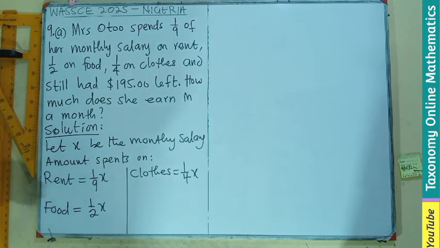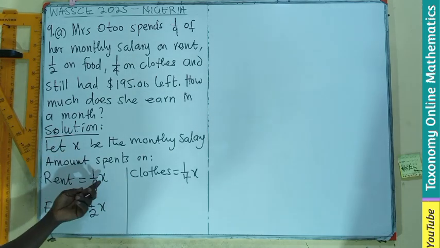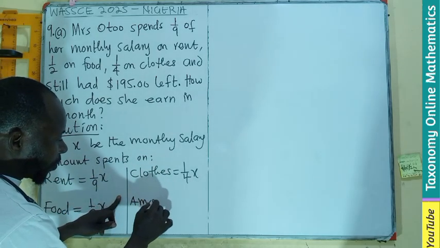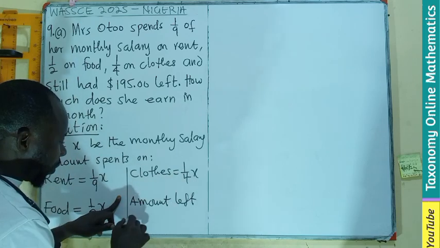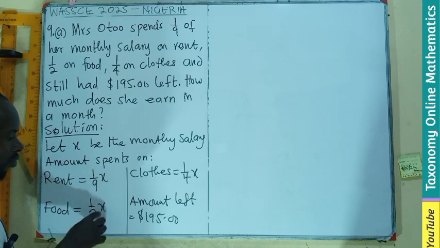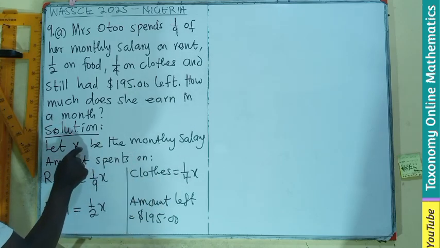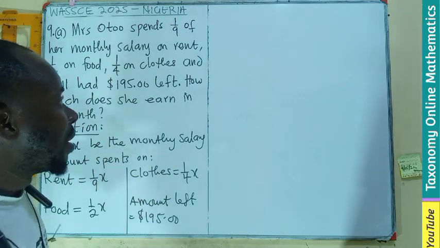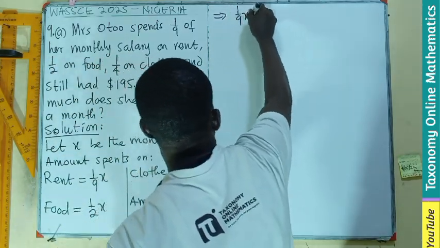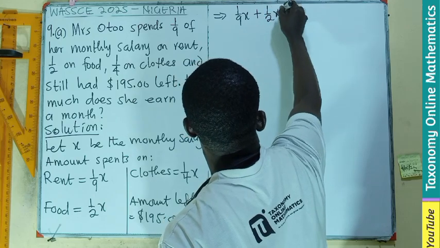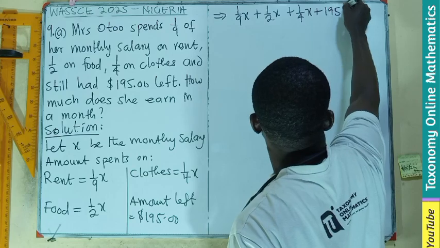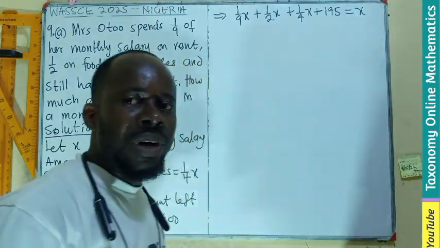So this is what we have. If this is my salary, I spend this, and still have an amount left to be $195. It means that when I add 1, 2, 3, 4, I should be getting what I took from the bank, my salary. So this implies that 1/9 of the salary for rent, 1/2, 1/4, plus the remaining 195, all must be equal to the salary.